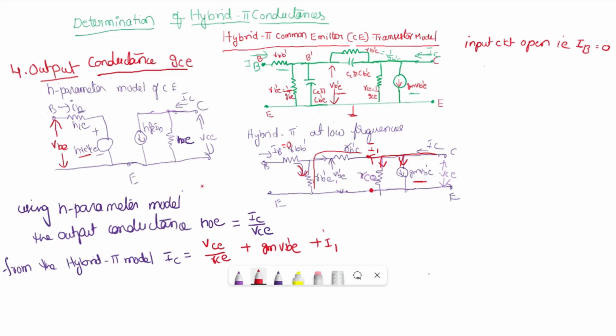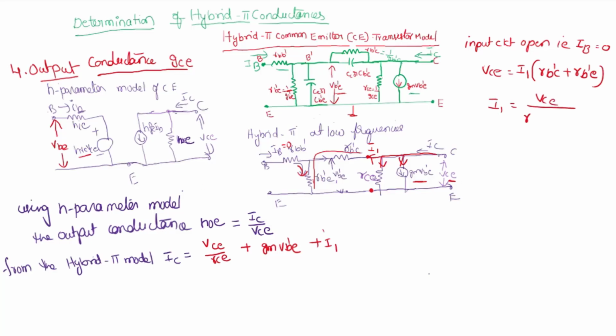When your IB is 0, your RB dash C and RB dash E are in series, because from this side there is no current. And what is the voltage across these two terminals? It is nothing but VCE, because all this is parallel. So what is VCE now? VCE is nothing but I1 into the two resistors in series, so I1 into RB dash C plus RB dash E. Okay. So what is I1? I1 is VCE by RB dash C plus RB dash E.